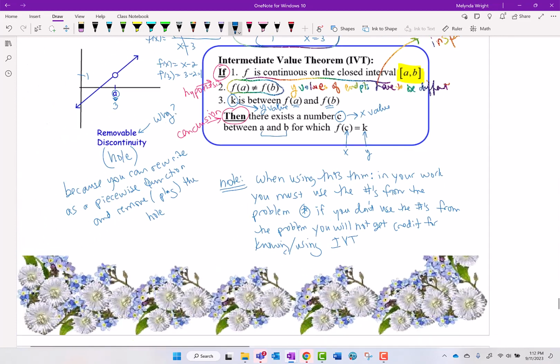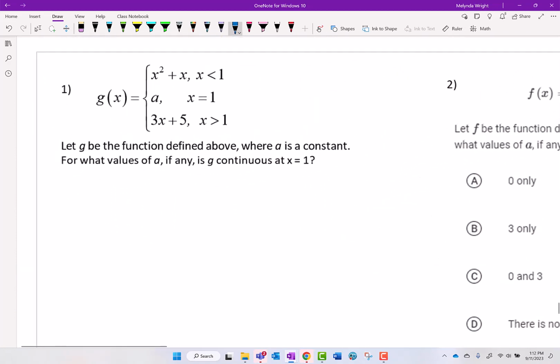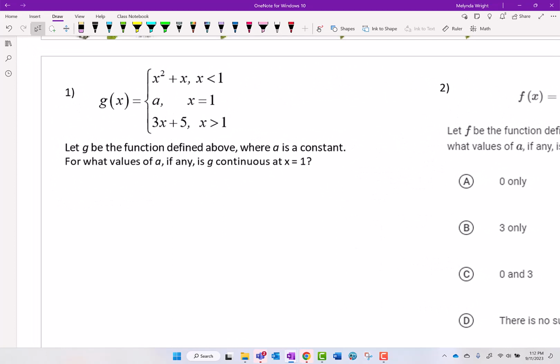All right, so let's work some problems. This one is working on, so we're saying G is that piecewise function, A is a constant, some number, we don't really know what it is, but it's a number. For what values of A, if any, is G continuous at x equals 1?